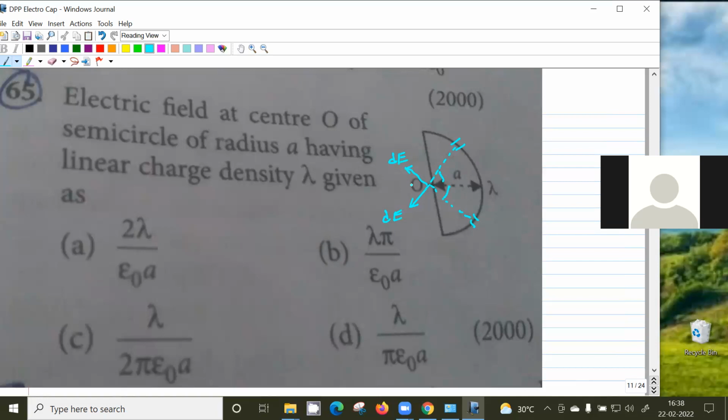So what is the sum of these two electric fields? 2 dE cos theta. Yeah, so only this component will add. The perpendicular component will cancel. Yes, sir. So it will be 2 dE, and I'll take this angle as theta. So this angle is also theta. So cos theta. Is that right? Yes, sir. And dE is lambda into r d theta.